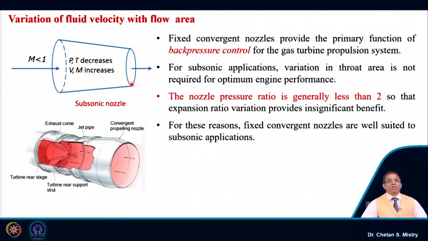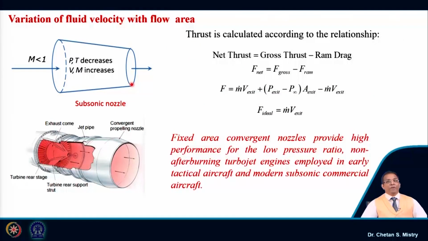This convergent nozzle is best suited for subsonic applications. So, when we say subsonic application, we must realize this is when we do not have any afterburner incorporated in a turbojet engine, or if we look at our tactical aircraft or modern subsonic commercial aircraft, the nozzles are of convergent shape. So, here if you look, this is representing a convergent nozzle.